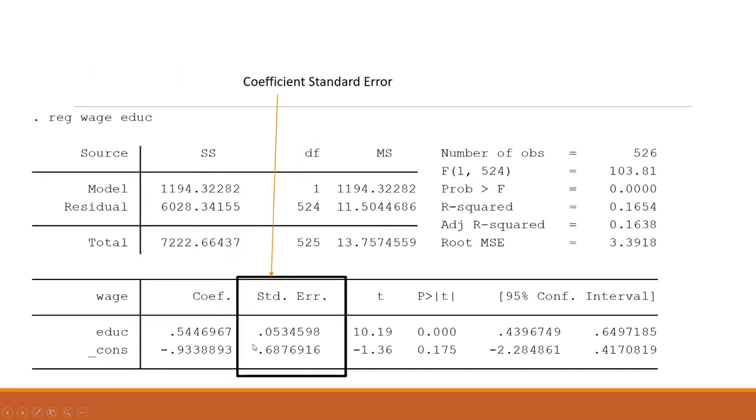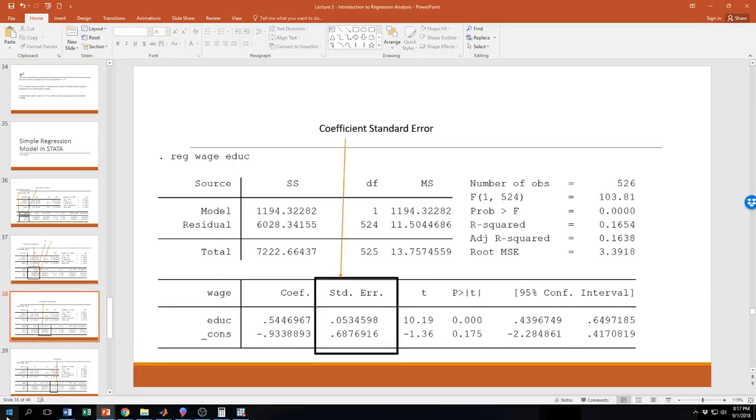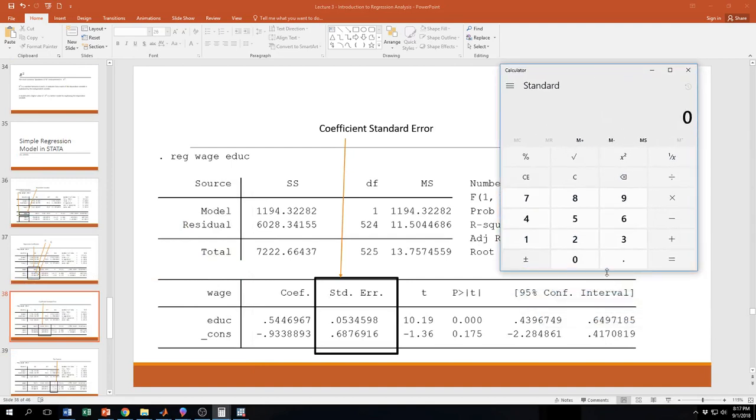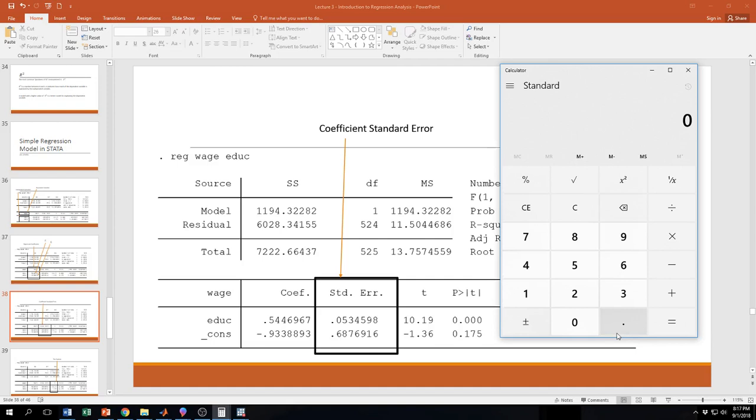Let's come back to our regression. We have the standard error. Now we want to know what our t-statistic is. Before we move on, let's calculate it. I'm going to get out my calculator. I just showed you that the t-statistic for beta 1 hat is the coefficient beta 1 hat, 0.5447, we'll round it off a little bit, divided by the standard error, so divided by 0.0534.